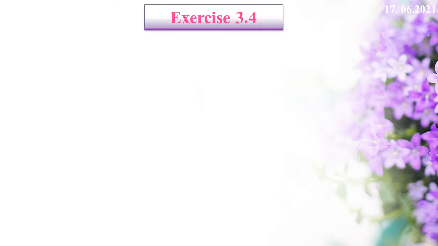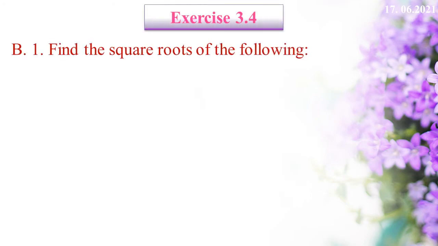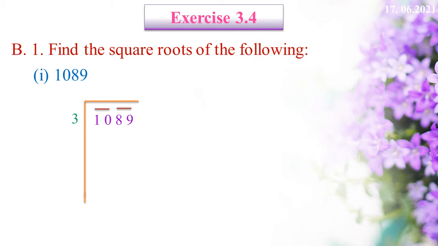Let's see exercise problem. Find the square roots of the following. 1089. Here 1089 is the dividend. First, we should mark off the digits in pairs starting from the units digit. Each pair is called a period. Next, we should find the largest number whose square is equal to or just less than the first period. Here 3 is the square number. So, take this number as the divisor and the quotient.